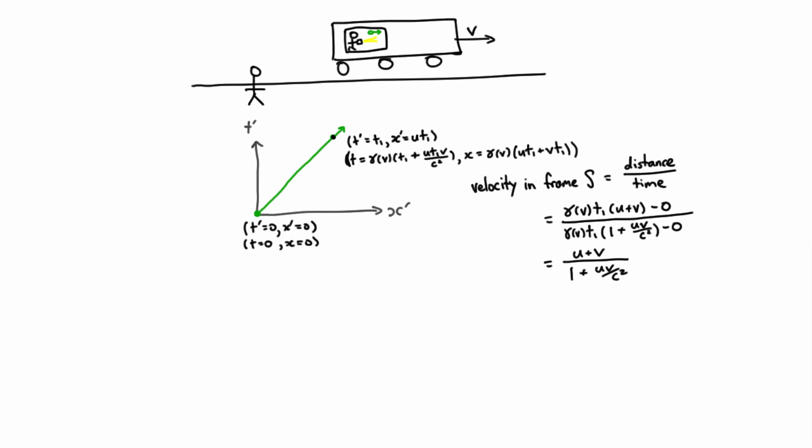The other thing is we wanted to recover the idea that something moving at the speed of light in this train is also going to look like it's moving at the speed of light outside the train. And we can see that in that limit, indeed the velocity just stays at the speed of light.